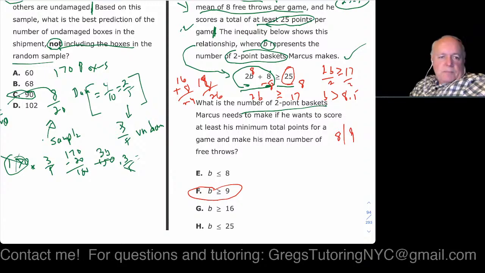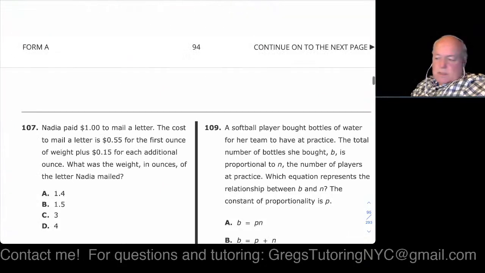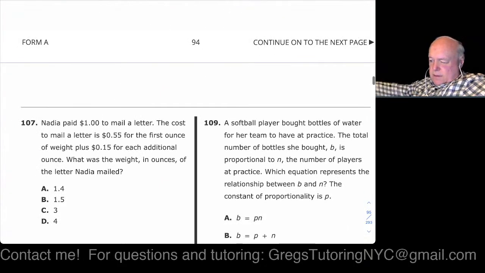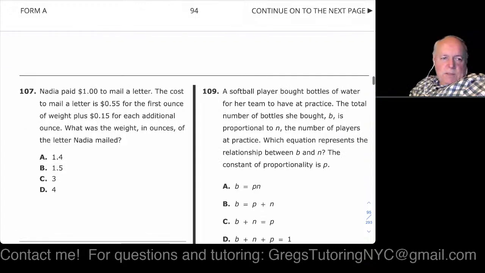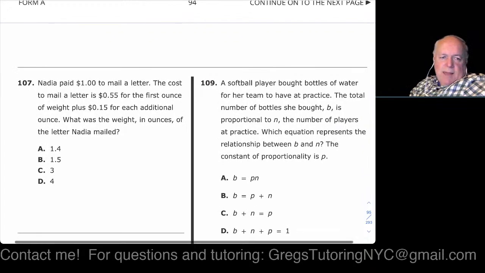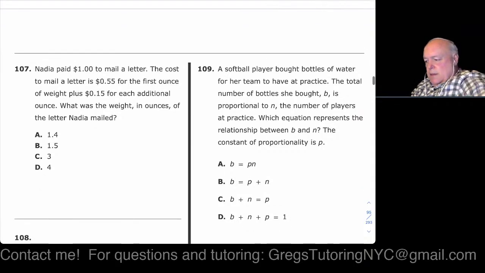So that's that one. The next question is 107. So Nadia paid $1 to mail a letter. The cost to mail a letter is 55 cents for the first ounce plus 15 cents for each additional ounce. What is the weight in ounces of the letter?